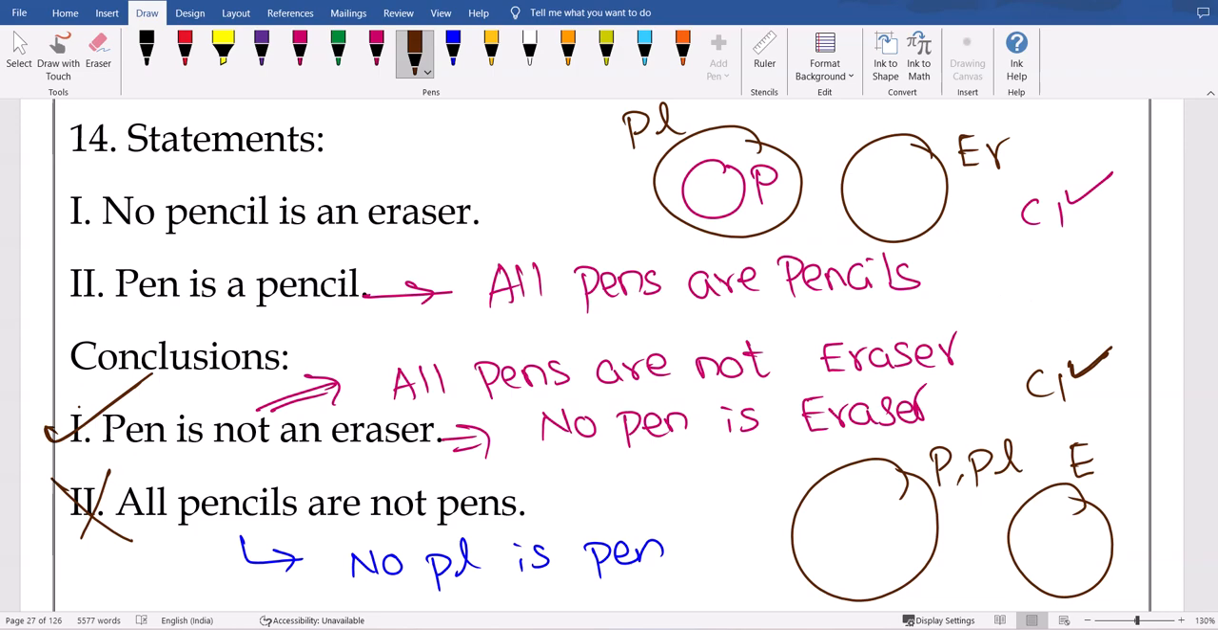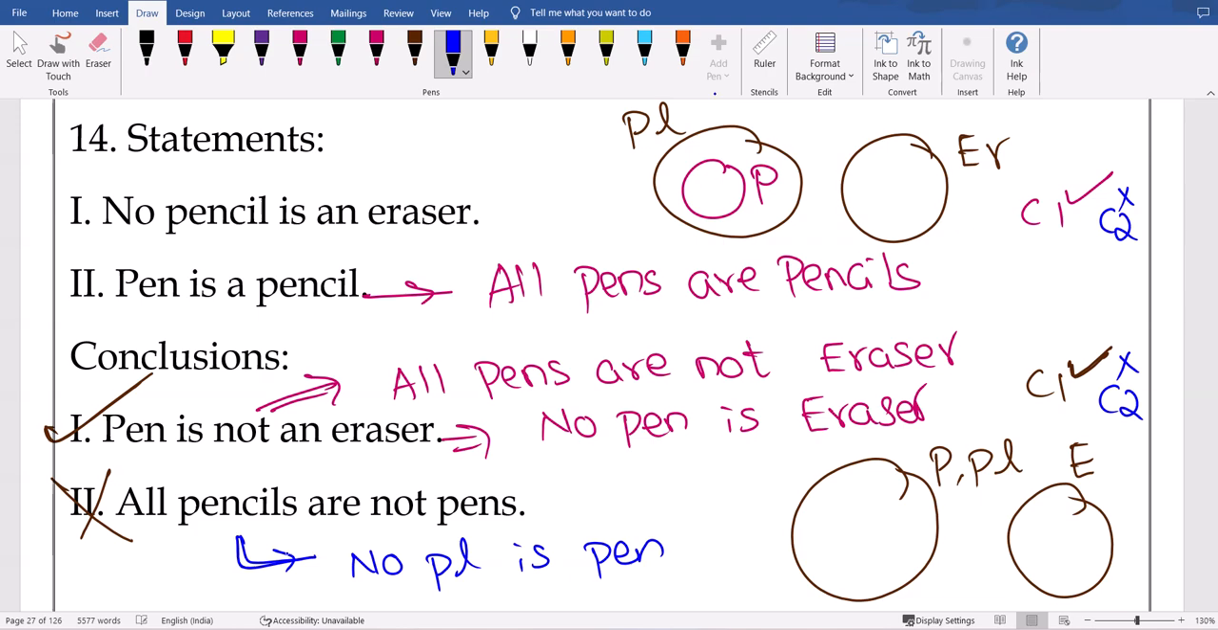Second one fails. Pencil and pen are connected. Many people are misunderstanding the second conclusion's meaning. "All pencils are not pens" means some people are thinking some pencils are pens. No. The meaning is that pencils and pens are not connected. That's the idea.